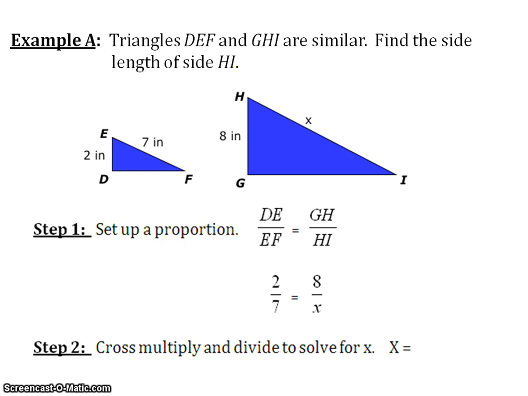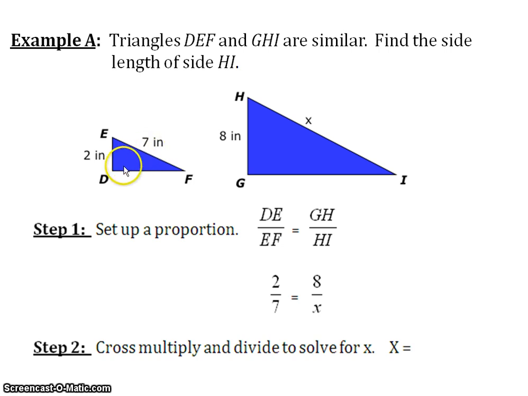In example A, triangle DEF and triangle GHI are similar. Find the side length of side HI. In step 1, we're going to set up a proportion. If we look at this triangle, side DE is going to be set over side EF. DE over EF. So it is our short leg over the hypotenuse.